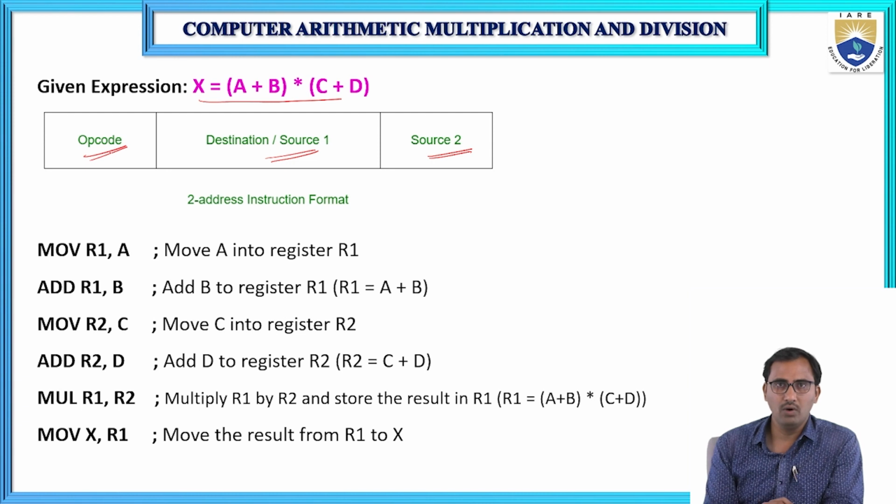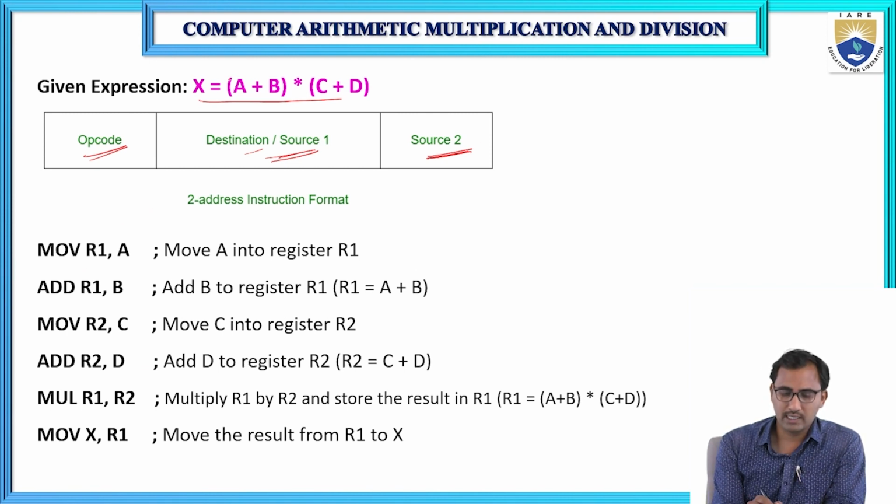Okay, so already we know what opcode is. Opcode tells what type of operation the processor has to perform, and this is a destination also. So this operand acts as both the destination field as well as the source field, and this is operand 2. So see here.